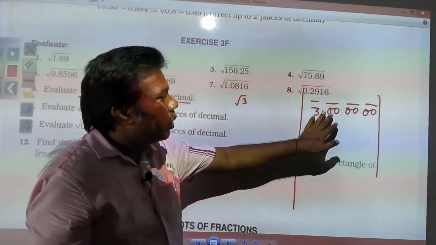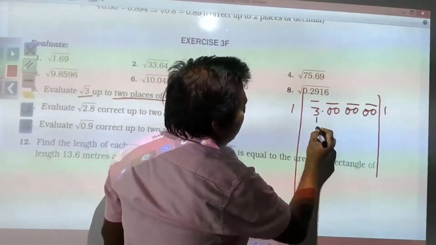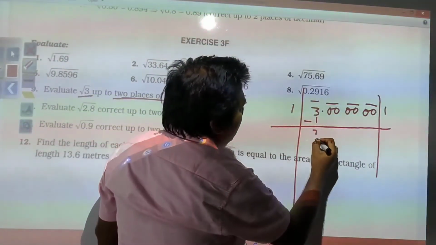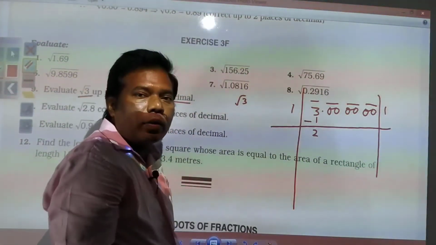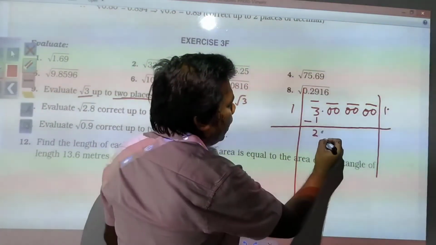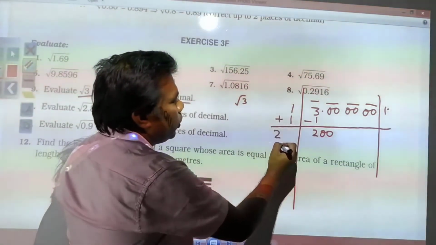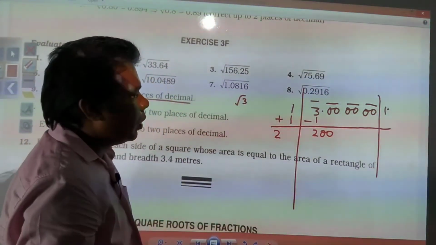Now you need to divide this. You see 1 1s are 1. If you are subtracting you will get 2. Next period is required to be taken down, and before that decimal you have, so decimal will be required to be put, and these zeros you have. If you add this you will get 2. Now how many times it will go you need to see.